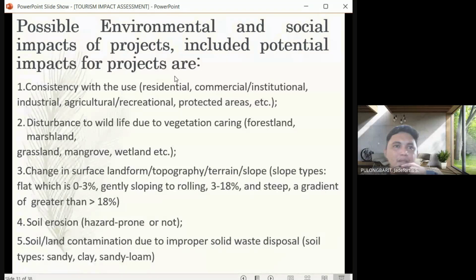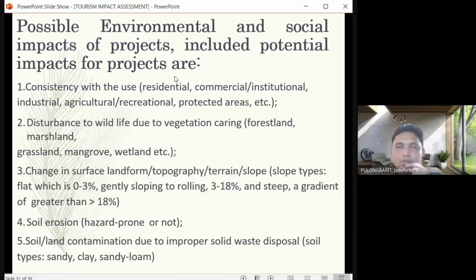Then, change in surface landscape topography, terrain slopes, no? So, yun yung ina-assess po, no, na under ng EIA kung nagkakaroon po ba ng changing sa landforms, topography, or any surface landforms, no? Then, soil erosion, kung erosion prone ba or not. And then, soil land contamination due to the improper disposal of solid waste.